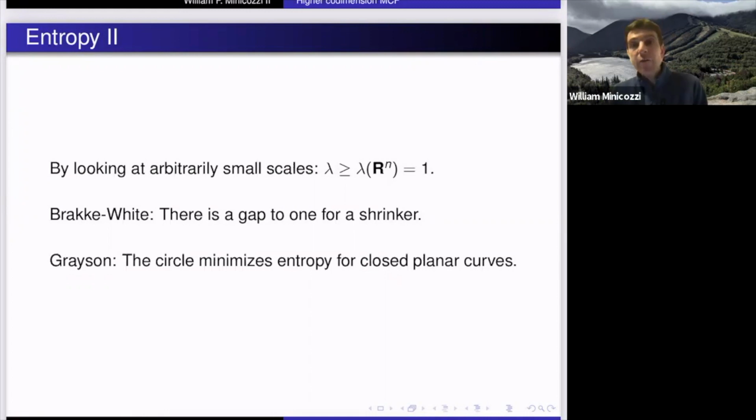The next thing is that if you have a shrinker, then there's a theorem, basically Bernstein's theorem, but the version proven by Brian White, which shows that there's a gap. This is the analog of Allard's theorem for minimal submanifolds. Any shrinker other than a plane is going to have entropy strictly larger than 1. It'll be 1 plus epsilon for some epsilon greater than 0.